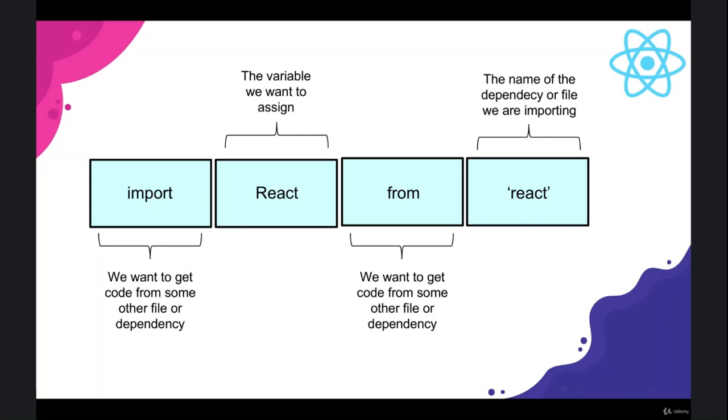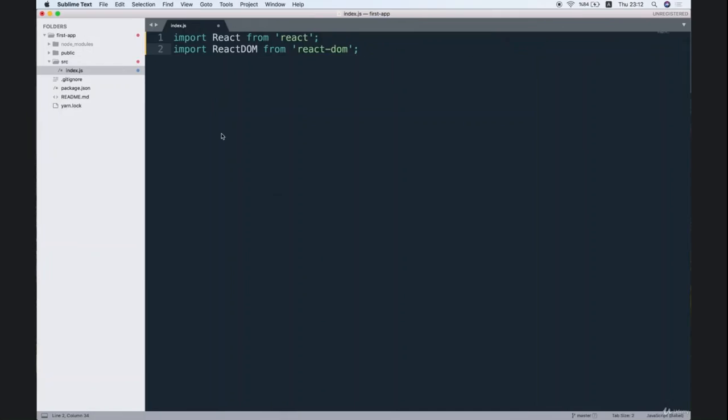Now, the second word is going to be the name of a variable that we want to take all the code from that dependency or file and assign to. Now, I know I said that awkwardly, but essentially what's going on here is that we're going to reach out to the React dependency. So we're going to take all the code inside that dependency and then assign it to this React variable.